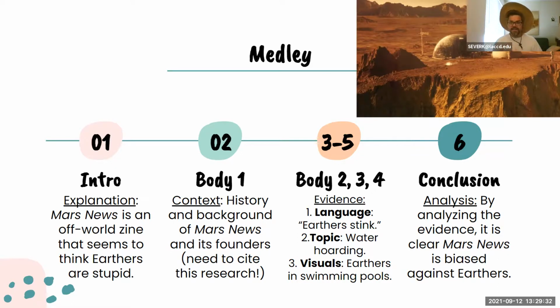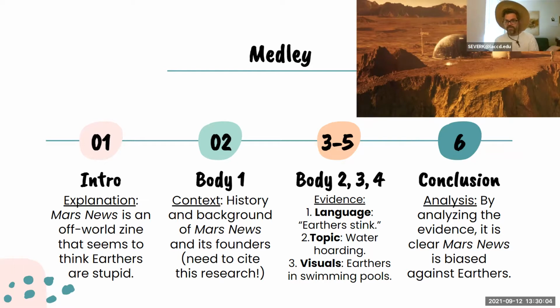And then finally, I might look for some biased imagery. If we show pictures of Earthers in swimming pools, it's going to make Martians upset because they don't have very much water. All right. And then finally, I do my conclusion by analyzing a little deeper all the stuff put together, saying, considering all the evidence presented, the language, the topic, the visuals, it's clear that Mars News is biased against Earthers. Okay, that's it.